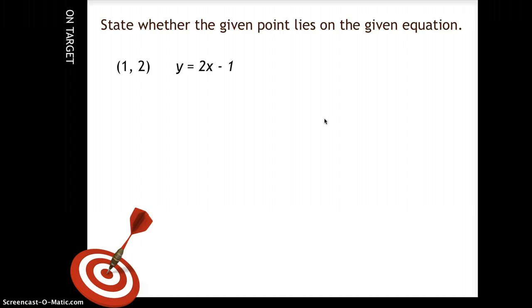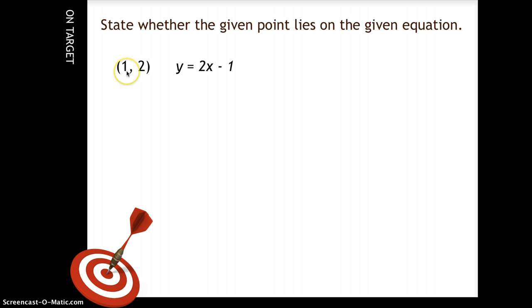So for example, I have one point here which is 1, 2, and then the equation is y is equal to 2x minus 1. How do we know that point 1, 2 lies on this equation if we graph this or if we make a line? Okay, simple. Just remember that the first number in your coordinate pair is always the x value, that's your x coordinate, and then the second number is always your y coordinate.